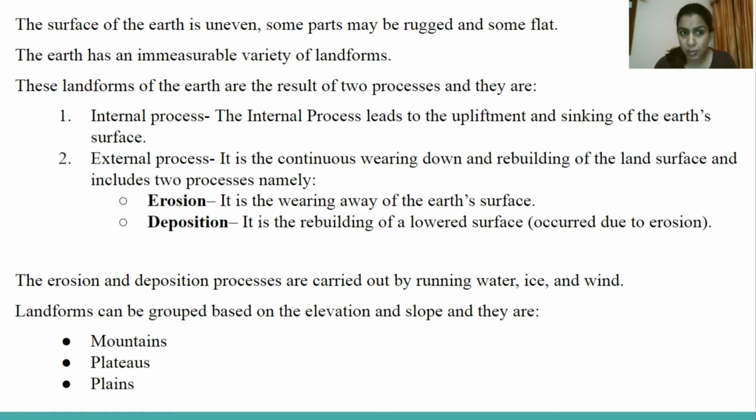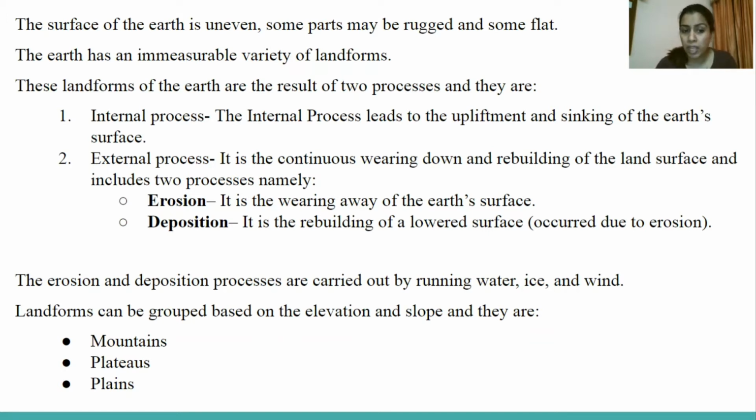ये हमने पिछले लेक्चर में पढ़े थे. One is internal process and the other is external process. The internal process leads to the upliftment and sinking of earth's surface. An external process, it is the continuous wearing down and rebuilding of the surface and includes two processes, namely erosion and deposition. So erosion है, it is the wearing away of earth's surface, and deposition, it is the rebuilding of lower surface. So erosion and deposition processes are carried out by running water, ice, wind, and many other things.